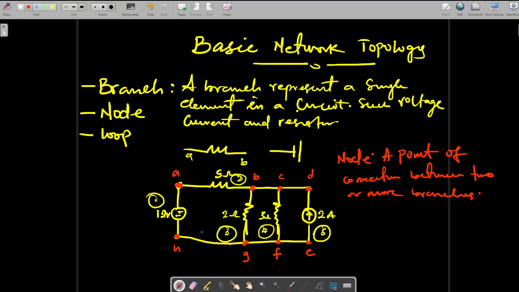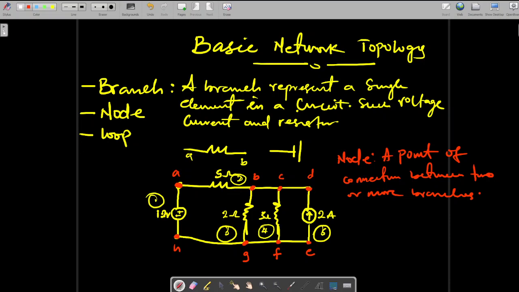So anywhere you have 2 wires, that means that's a point of connection of 2 branches, and this is referred to as a node. In circuits, we always use a dot to represent a node. Are you getting this now? So when you see a thick dot in your circuit diagram, it represents a node. You might have it in the circuit diagram, you might not have it, depending on the examiner's choice.